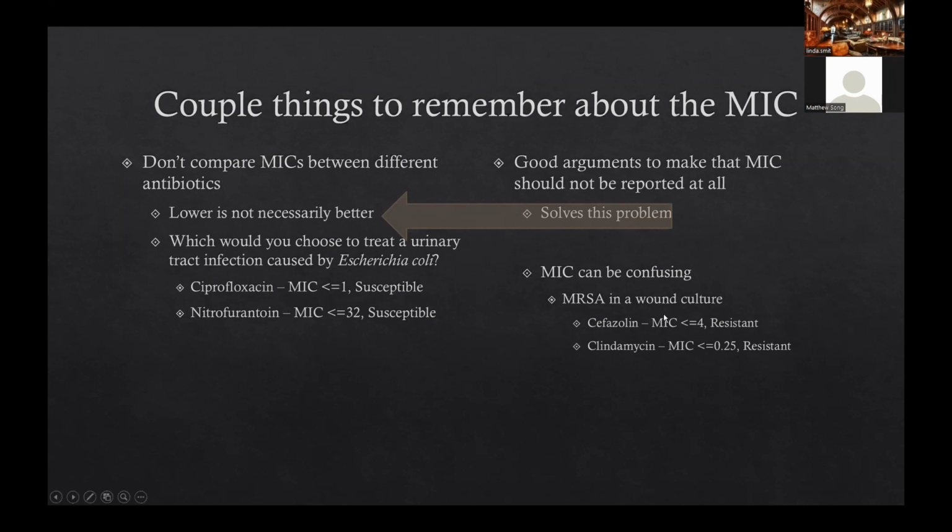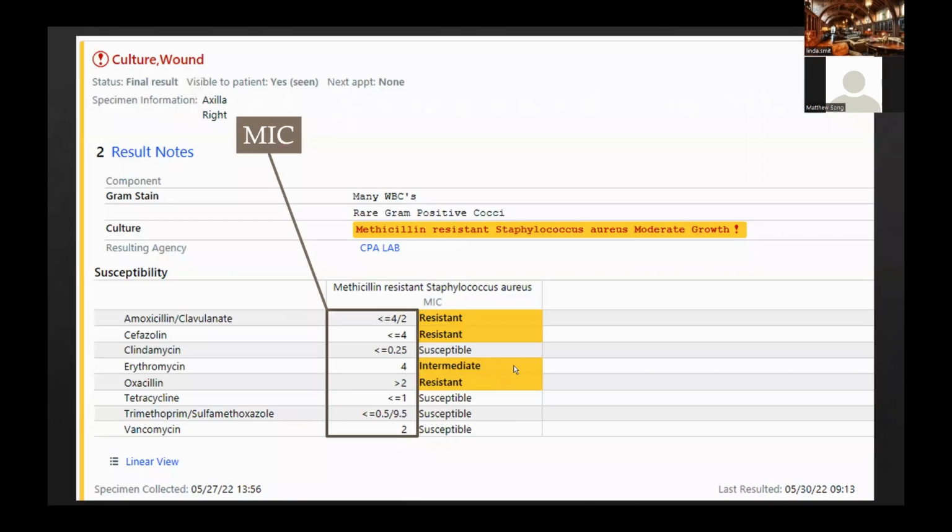Also, the MIC can be kind of confusing sometimes. I get these calls every now and then. Here's a MRSA. Cefazolin MIC is less than or equal to 4, so it looks like a really low MIC, but we're calling it resistant. Why is that happening? Clindamycin, MIC less than or equal to 0.25, very low MIC, but we're still calling it resistant. So there are some issues where MIC may not look like it correlates to the category that we're reporting. And there are reasons for those that hopefully we'll get to at some point.